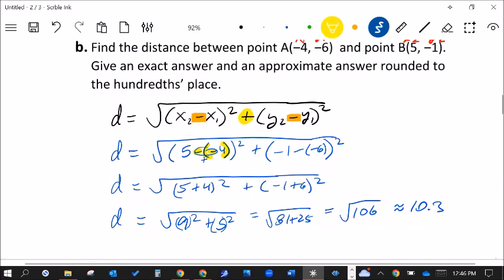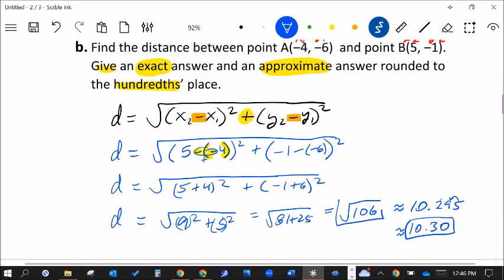Now, notice something in the question: give an exact answer and an approximate answer rounded to the hundredths place. So back down here, I need to see that that was supposed to be 10.295. The 5 rounds the 9 up to 0 and adds 1 to the 2, so it actually is 10.30. We'll put the 0 to show that we're going to the hundredths place, which is the second decimal. And this one is the exact answer because there's no rounding involved. The one with the square root would be exact unless it was a perfect square. So those are our two answers for this one, an exact and an approximate.